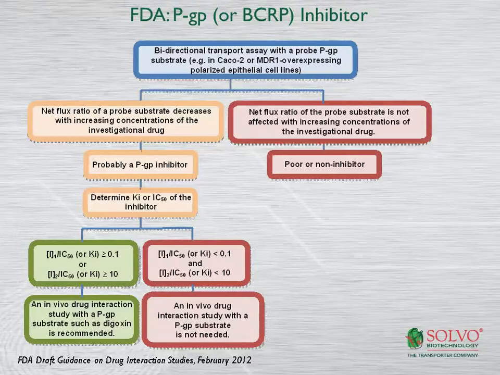Is Cmax divided by IC50 higher than 0.1? Or is the dose divided by the IC50 higher than 10? Then it looks like an inhibitor. If it's below 0.1, below 10, then it's with high probability not an inhibitor.